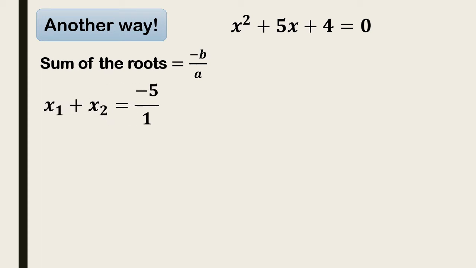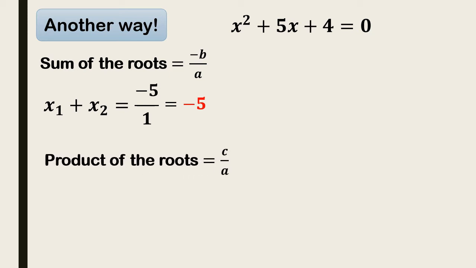So, we have here x sub 1 plus x sub 2 is equal to, copy negative sign and put the value for b. So, ang value natin ng b ay 5. That's why it will become negative 5 over the value for a is equal to 1, which is makikita natin kay x squared. So, let's divide it. Negative 5 divided by 1 is equal to negative 5. So, therefore, the sum of the roots of the quadratic equation is equal to negative 5.